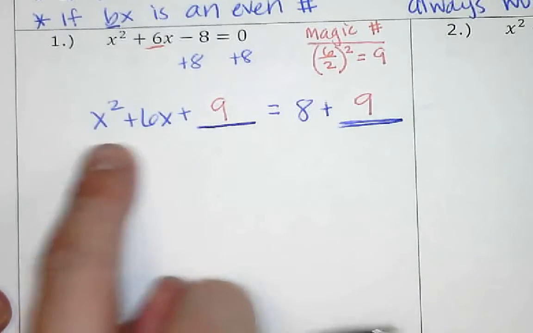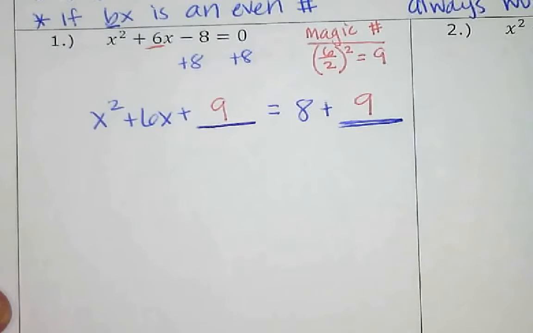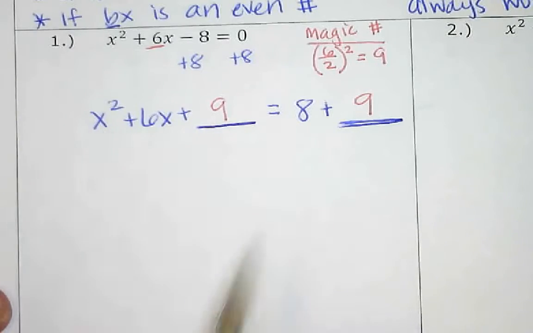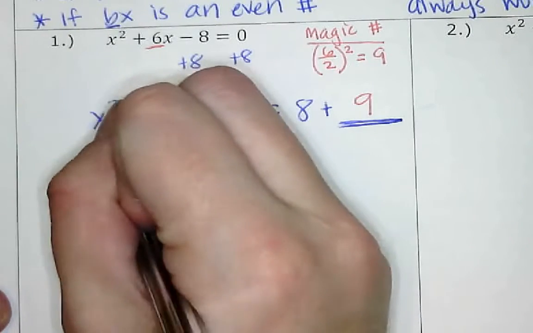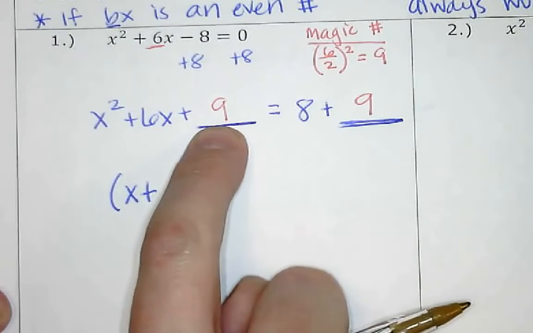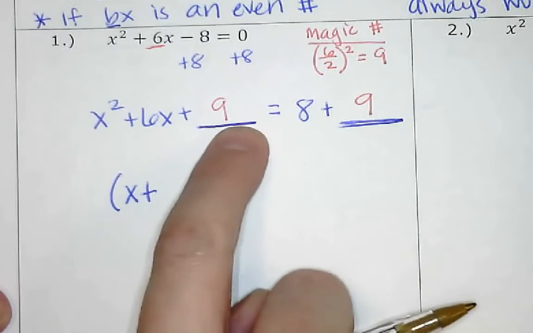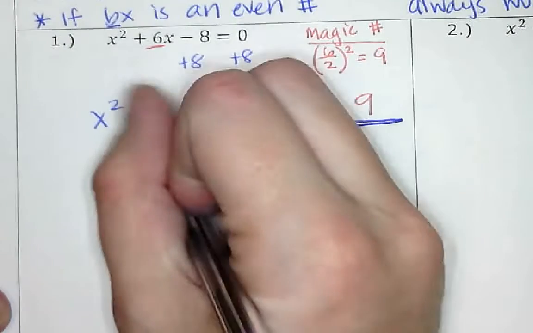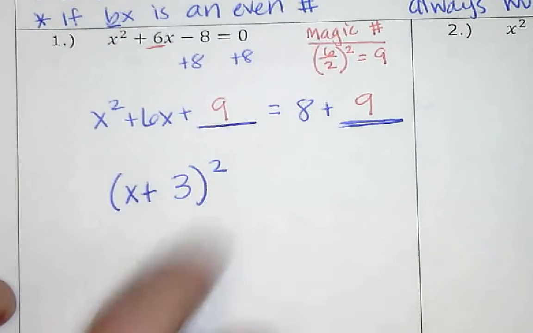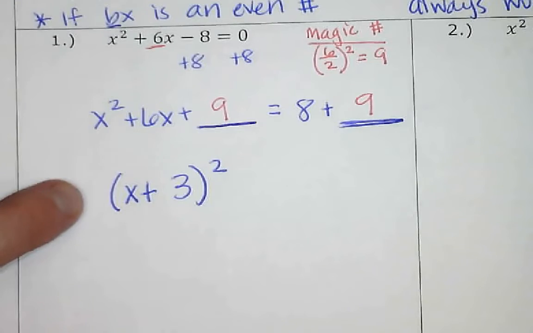So what will this look like when we factor that perfect square trinomial? This will be x plus what? We take the square root of x squared to get x. We take the square root of 9 to get 3. So this was our perfect square trinomial, and when we factor it, it becomes a squared binomial. You guys remember that?